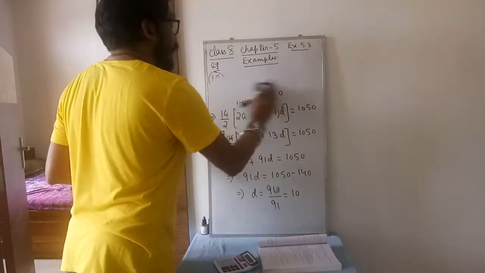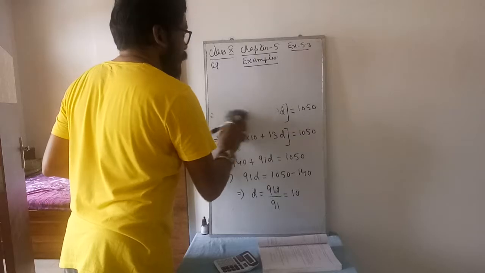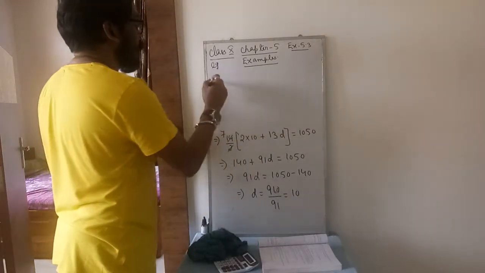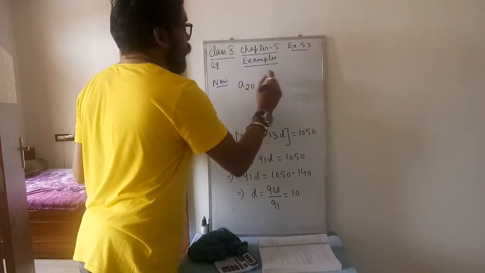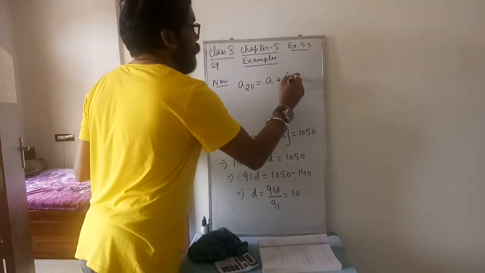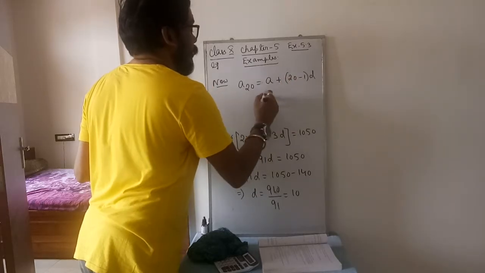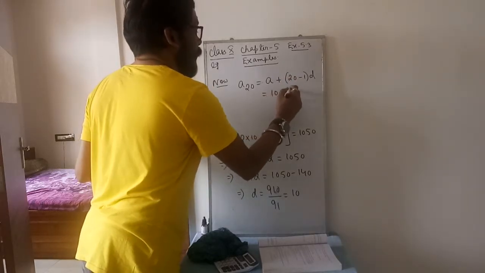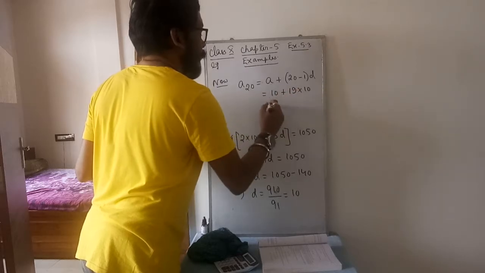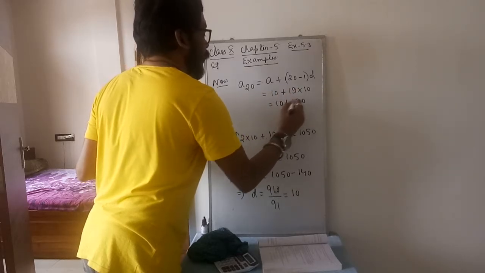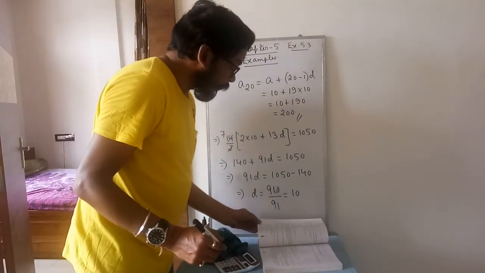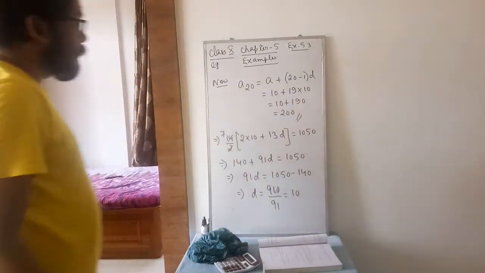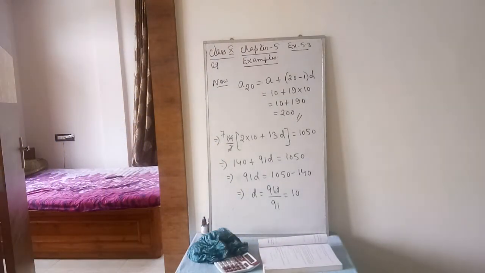You have to find out now the 20th term. The 20th term is a20. a20 equal to a plus (20 minus 1) into d. Your a was 10, 20 minus 1 is 19, and your d value is 10. So 10 plus 190, it is 200. Take the screenshot. It is 200. Clear?